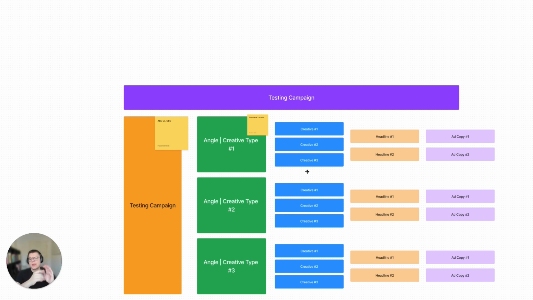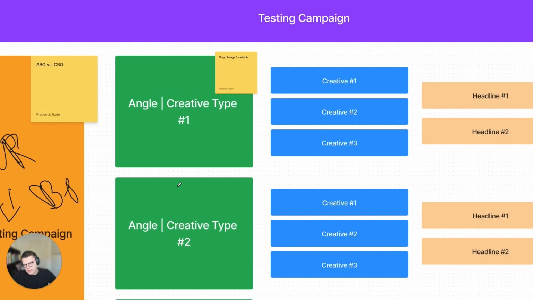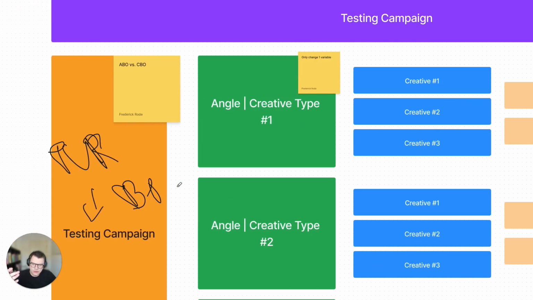First things first, the testing campaign. How do I set it up? What is it? Is it an ABO, CBO, all that kind of fun stuff. So basically, your testing campaign should always be a purchase objective CBO campaign, right? ABO versus CBO is really the only question that comes up, because everything else makes sense. Our scaling campaigns are CBO. If you watch some of the other videos, everything is CBO basically.